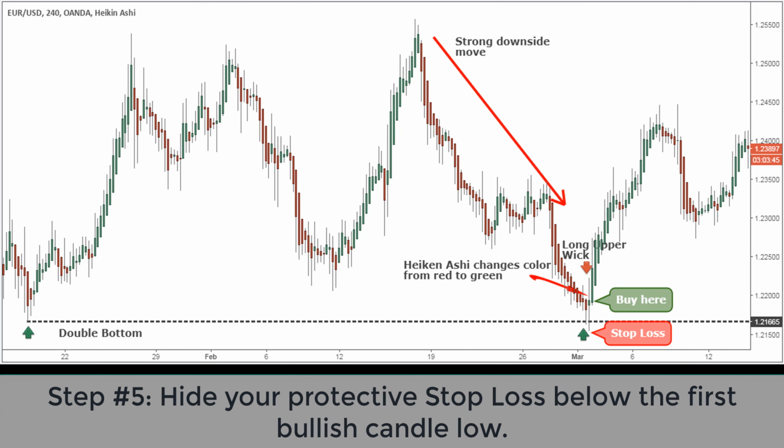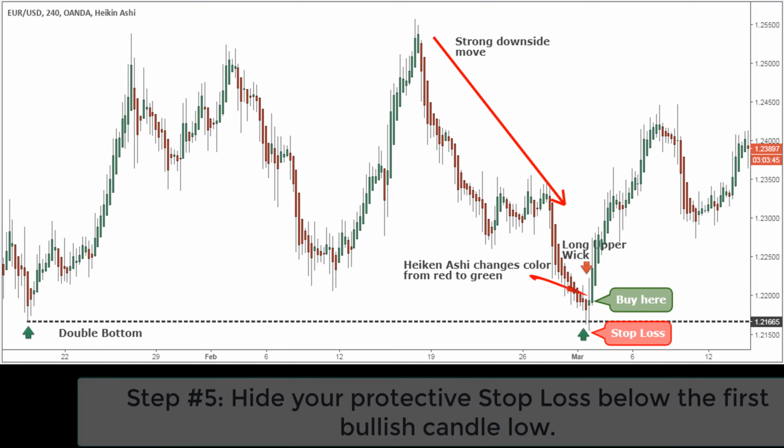Step 5. Hide your protective stop loss below the first bullish candle low. One of the really fantastic things about Heikin-Ashi candles, and what makes them so great for trading, is how we can use them to place our protective stop loss.